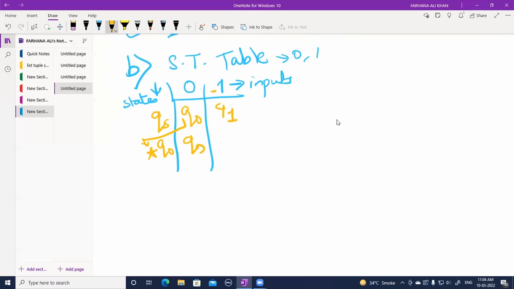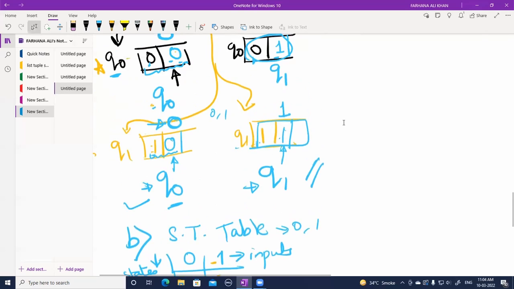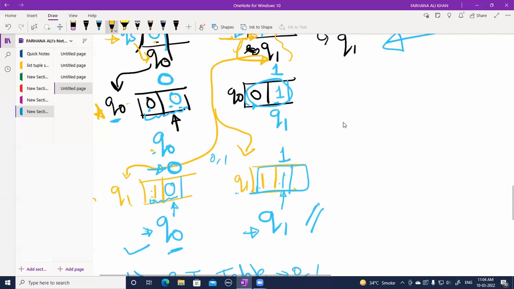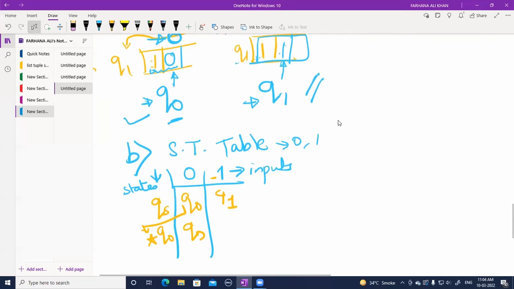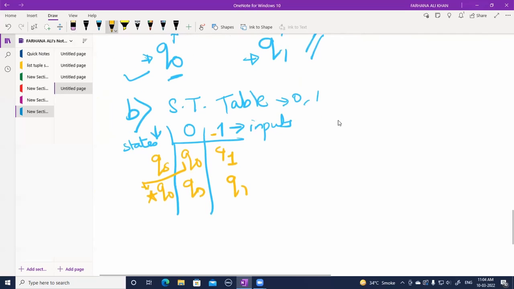Now Q0 on 1, where is it going? This is your current state, Q0 on 1, and it is reaching the Q1 state. So we will write here Q1 state. Now, what is the next state that we have to consider? We had Q0, which was the resultant state. Now it is time to consider the Q1 state, so now we will consider Q1 state here.